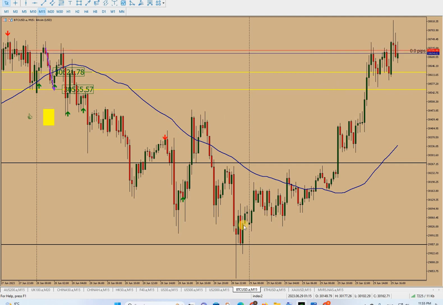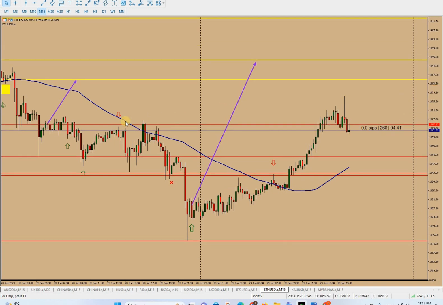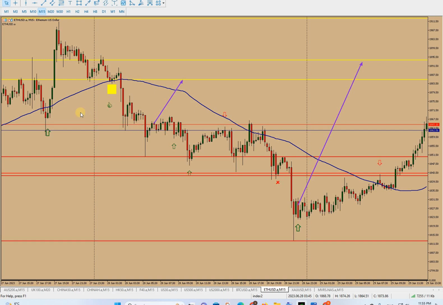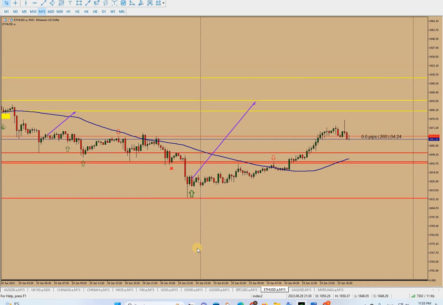Okay, that is for the Bitcoin. For the Ethereum, it's the same thing. As you can see, we had this level and these are stop losses. If this stop loss is hit, then we get another arrow heading towards those levels that we are expecting.